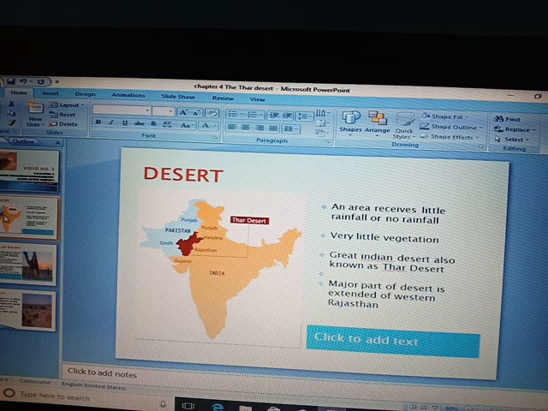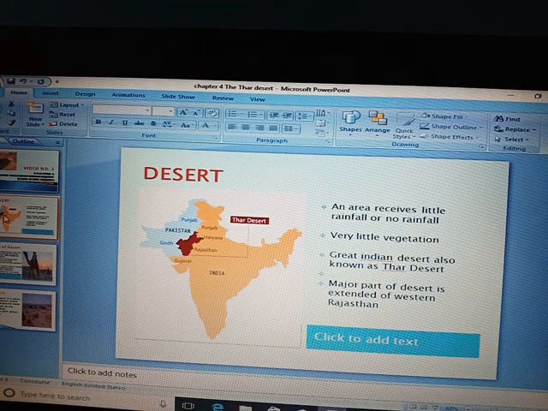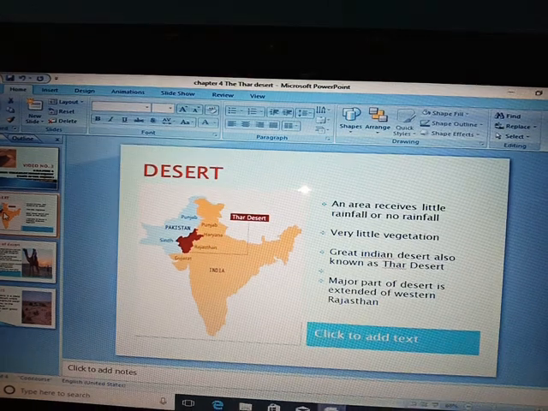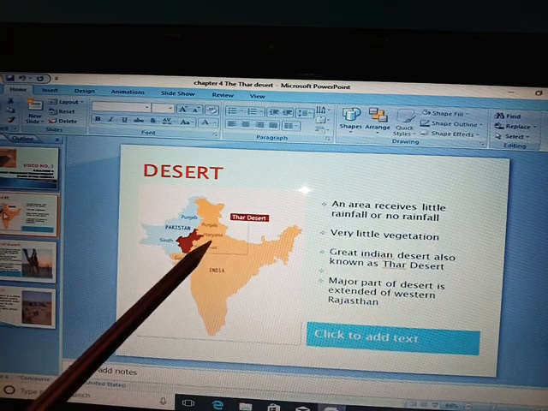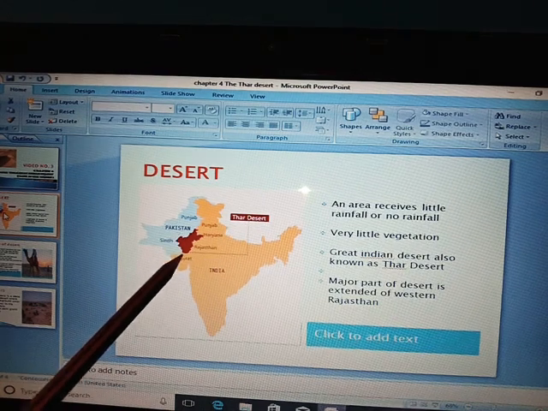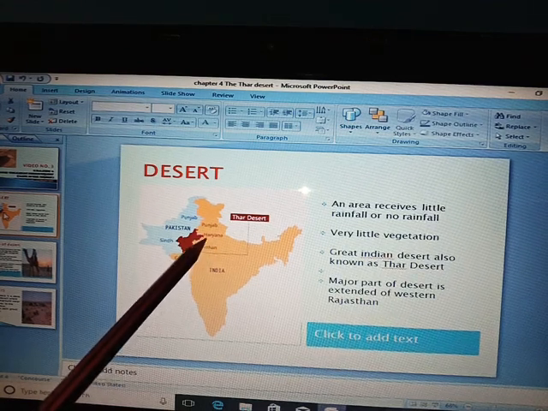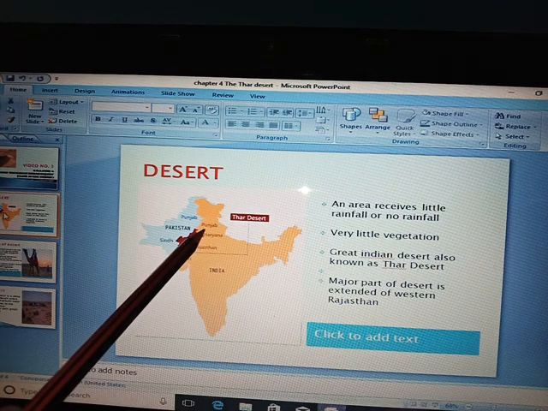Our third important point is the Great Indian Desert, which I have written over there, also known as the Thar Desert. This is the most important desert area. Over here you can see a map showing the Thar Desert. In the red mark you can see Rajasthan, then Haryana, and it is touching a very little part of Punjab.